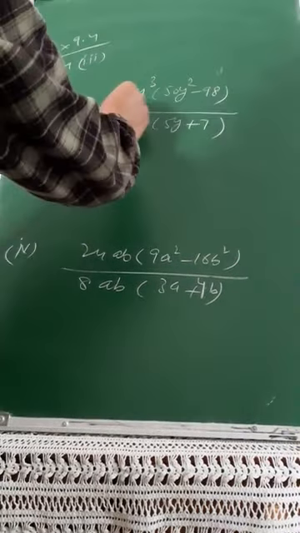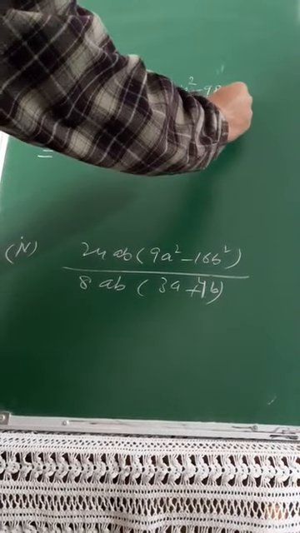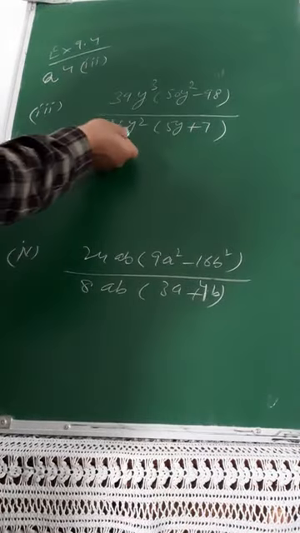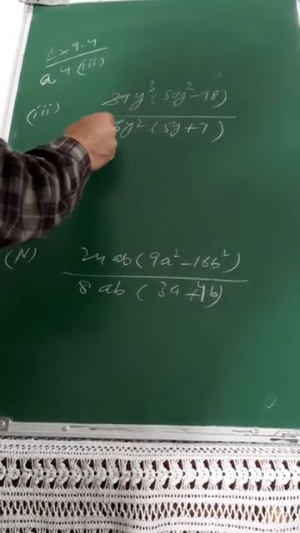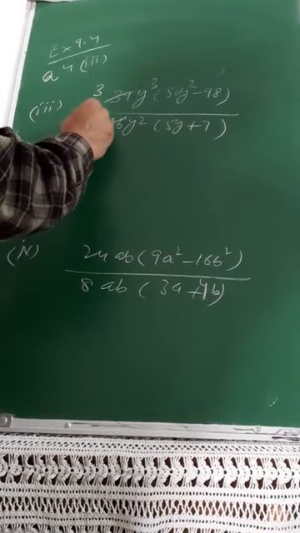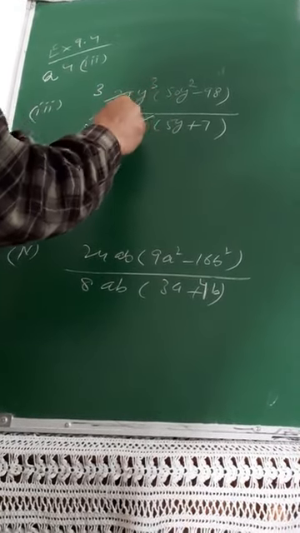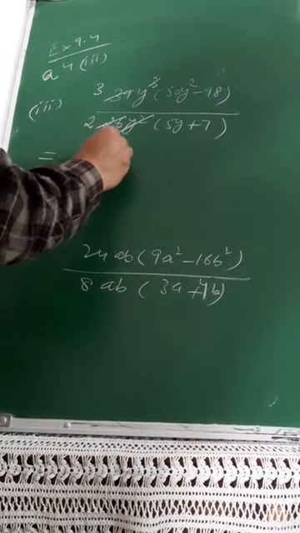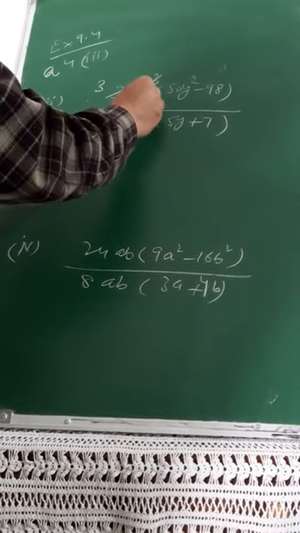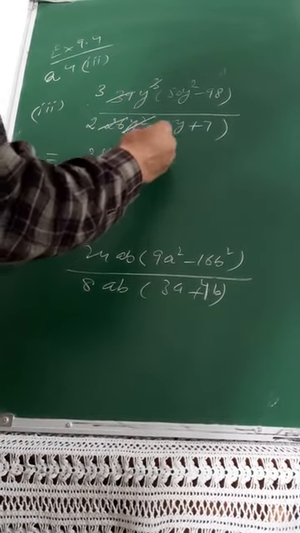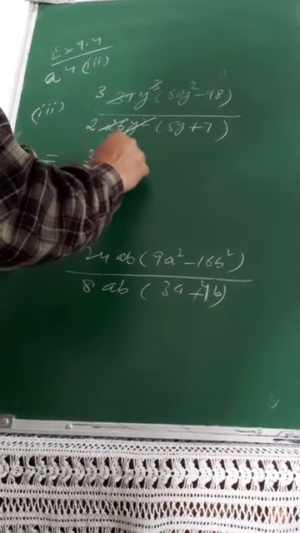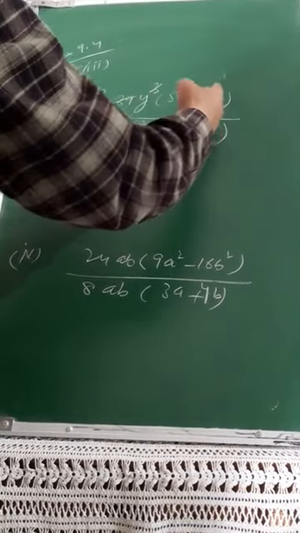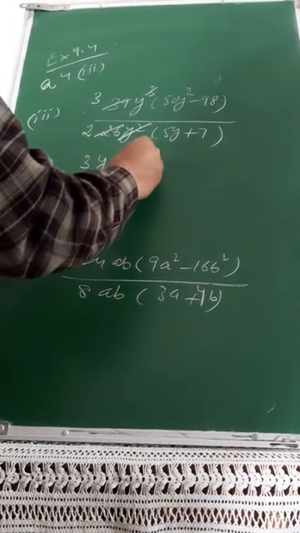Here you see 39y cube into 50y square minus 98, upon 26y square into 5y plus 7. First of all, you can see these two are multiples of 13: 13 3s are 39 and 13 2s are 26, and in y cube upon y square, if I cancel, that is 3 minus 2, only y will be left over, so I will be left with 3y in the numerator into... now here you see in 50y square and 98, if you take common, 2 is common there.